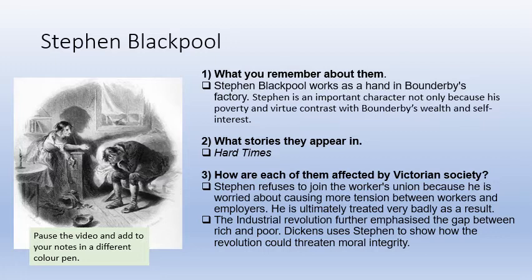How was he affected by Victorian society? Stephen refuses to join the workers' union because he is worried about causing more tension between workers and employers. He is ultimately treated very badly as a result. The Industrial Revolution further emphasised the gap between rich and poor, and Dickens uses Stephen to show how the revolution could threaten moral integrity. So anything on there that you haven't got in your notes, add to your notes.